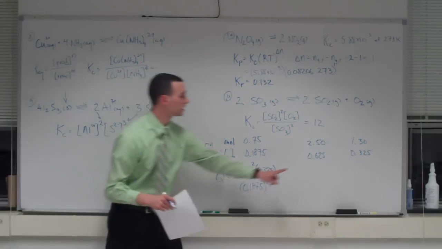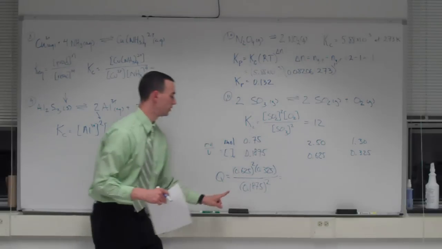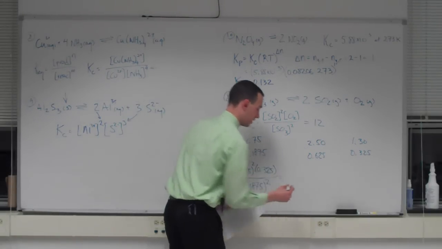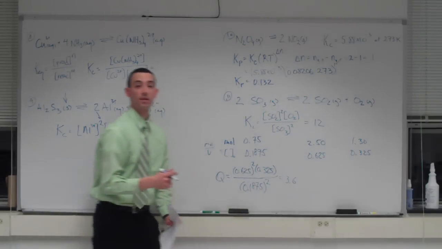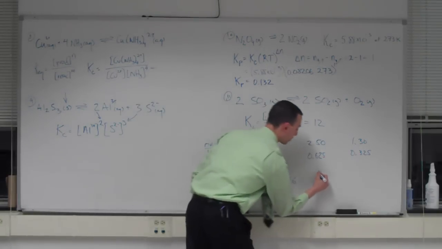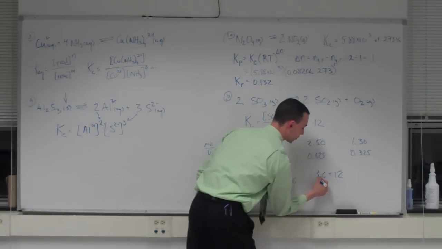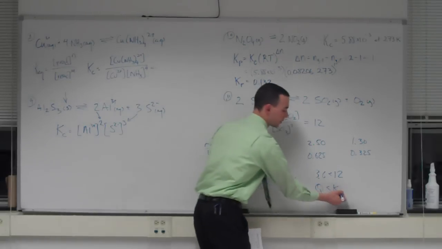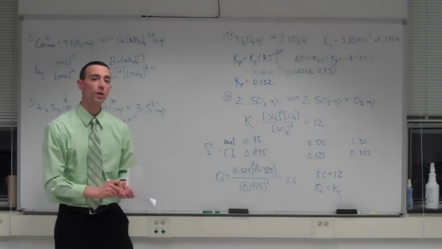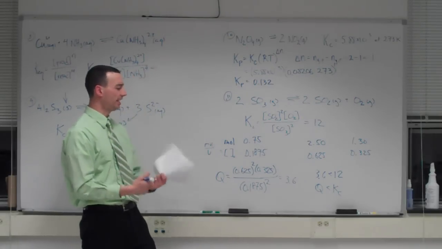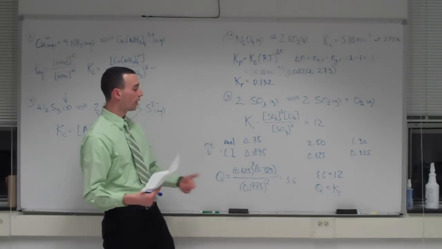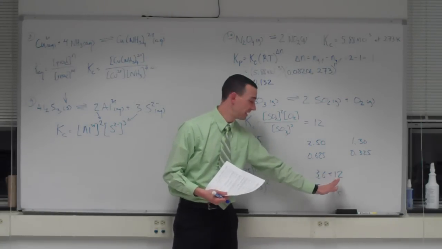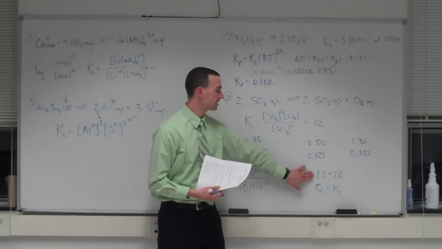But when I take my product, SO2 squared times O2 divided by reactant, SO3 squared, I get a Q value of 3.6. So that's where we're at. Now 3.6 obviously is less than 12. So Q is less than the equilibrium constant, and Q will change until it equals the equilibrium constant. So what has to happen to Q? It has to get bigger. K can't change. That's what it is, 12. So this number has to get bigger.